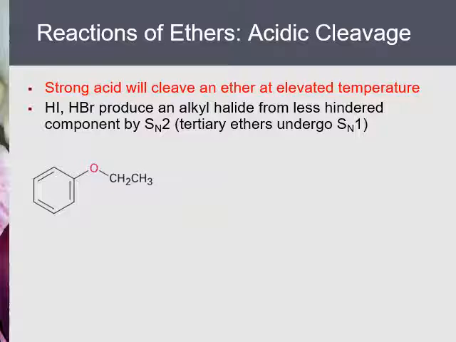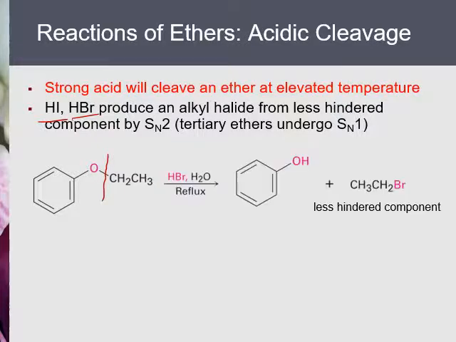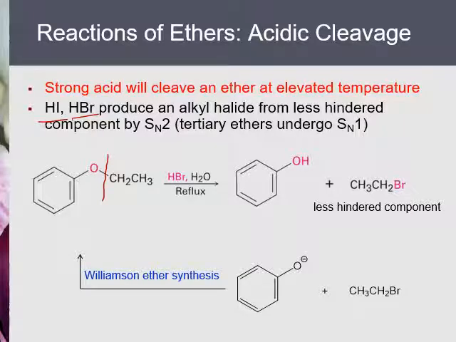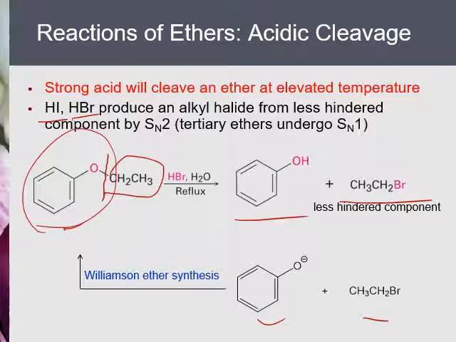Under acidic conditions, such as hydrogen iodide or hydrogen bromide, the carbon-oxygen bond may break, giving an alcohol and an alkyl bromide. This reaction is the opposite of Williamson ether synthesis, where alkoxide reacts with alkyl halides to give you an ether. And in the ether cleavage reaction, the smaller side becomes alkyl halide, and the larger side becomes alcohol. In this case, it's a phenol.